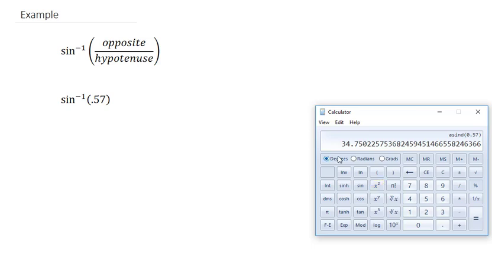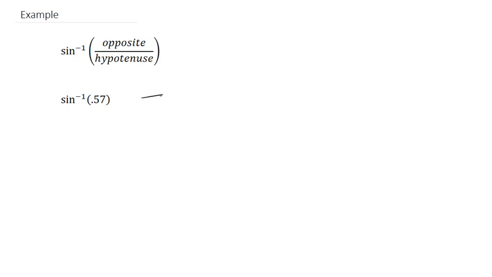So we want to make sure we're also in degrees. So this is 34.75 degrees. And if we were to round that to the nearest whole number, it would be 35 degrees. Now let's look at some examples.